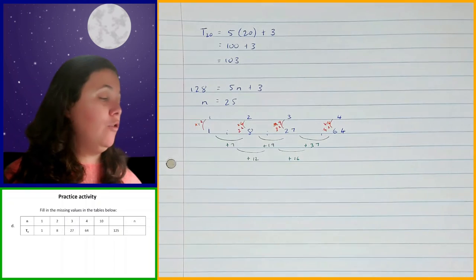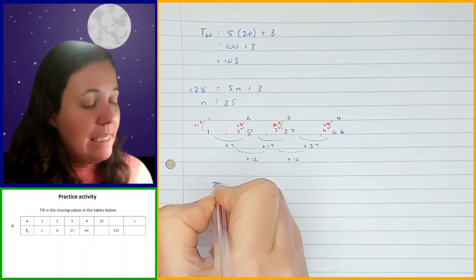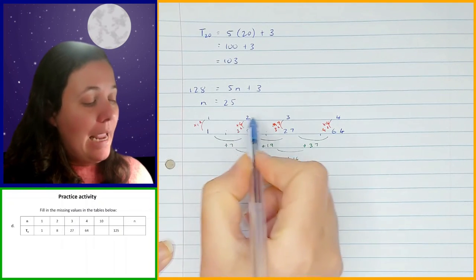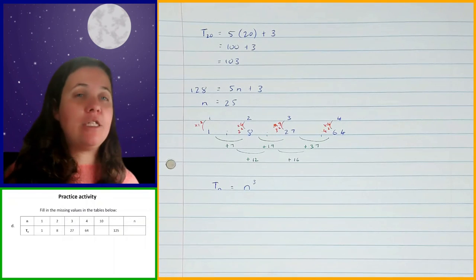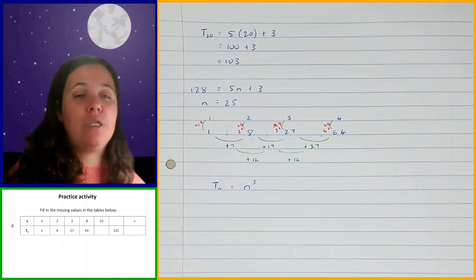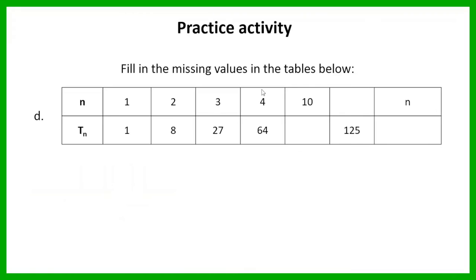Okay, so our rule for this one is Tn equals n, which is the term number, cubed. Okay, so that is what our rule is for this one. So in the table over here, you should get n cubed. Now we need to use that to work out what the 10th term is and which term is equal to 125.